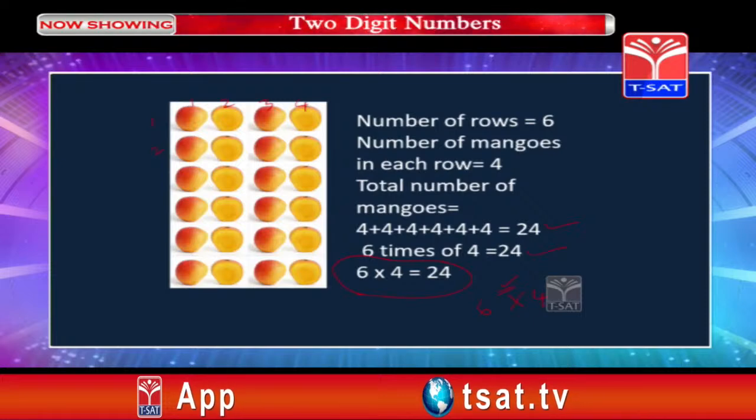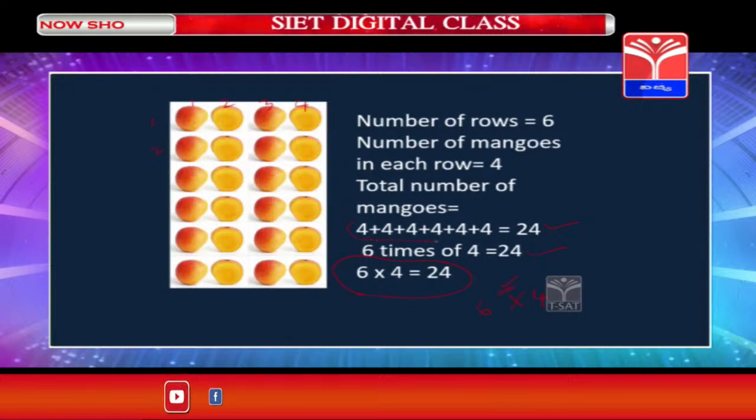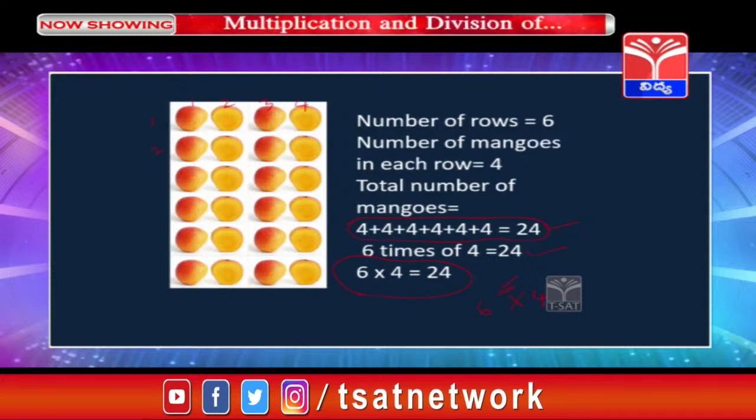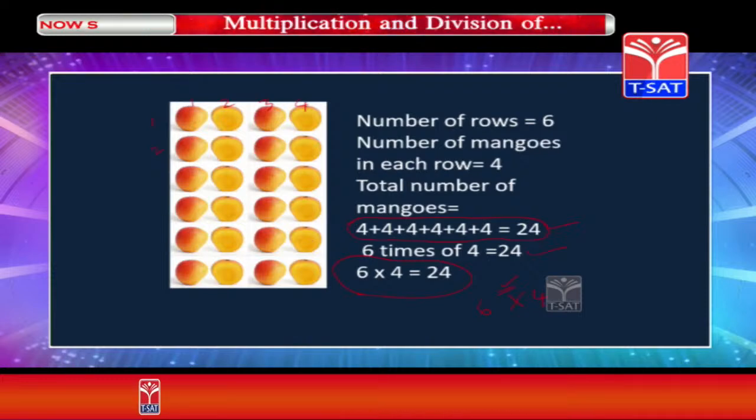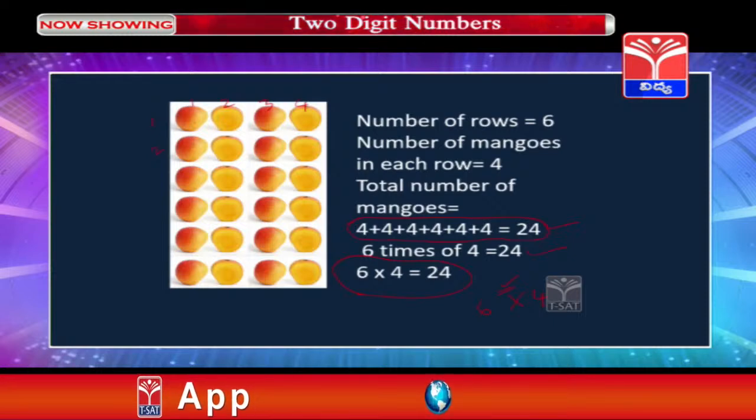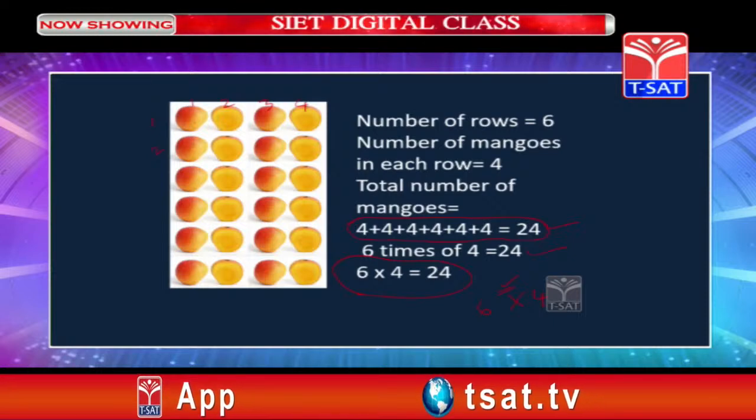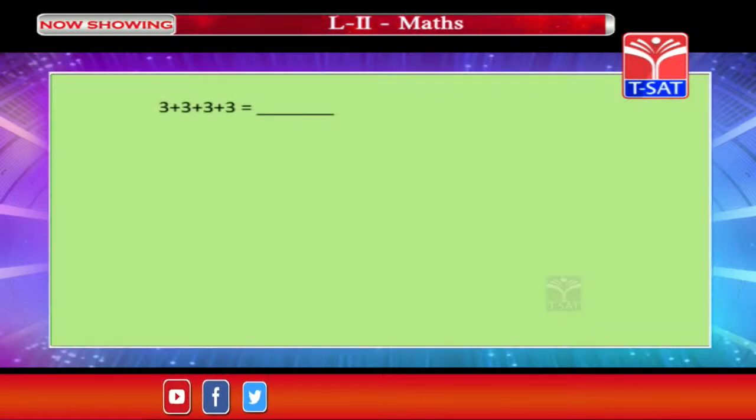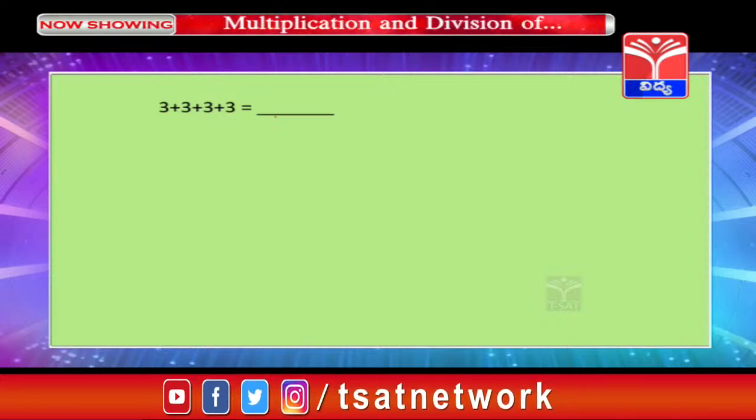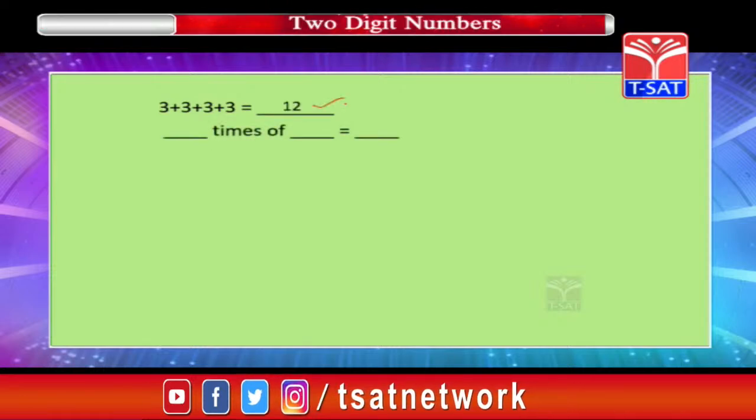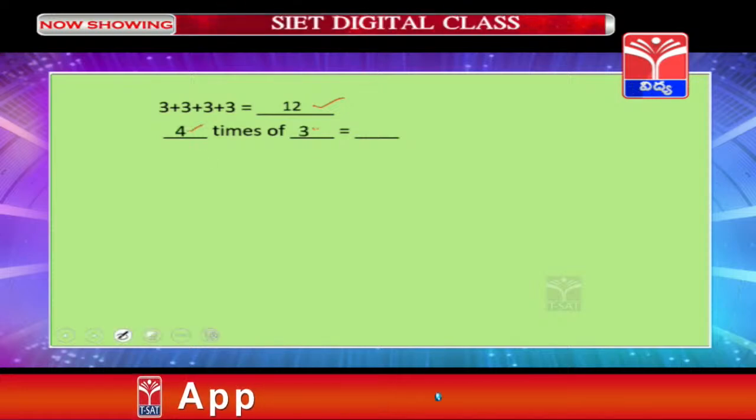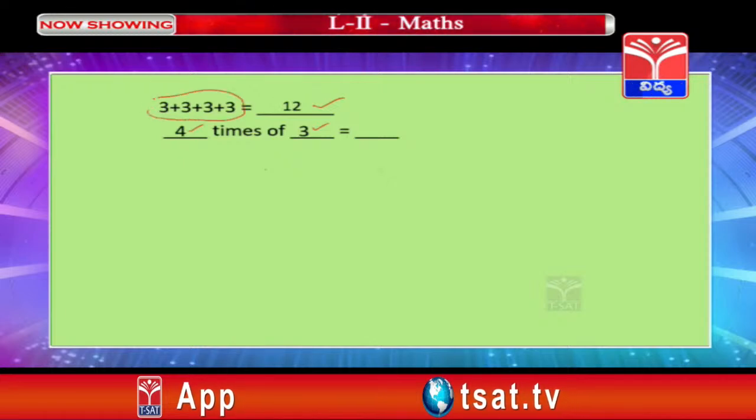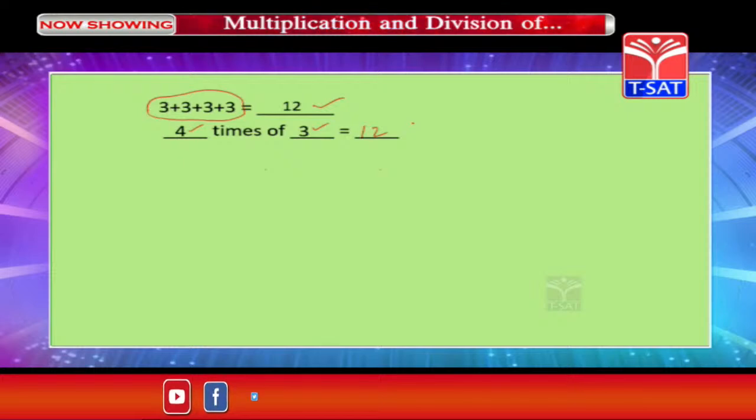Repeated addition of a number means, see here, 4 plus 4 plus 4 plus 4 plus 4 plus 4, like this. We are adding 4 repeatedly. So when we are adding the same number a number of times, we can find the result very easily in the form of multiplication. Right? Next, 3 plus 3 plus 3 plus 3. The result is 12. And how can it be written? As 4 times 3. See here, 3 plus 3 plus 3 plus 3. How many times are there? 4 times 3 equals 12.